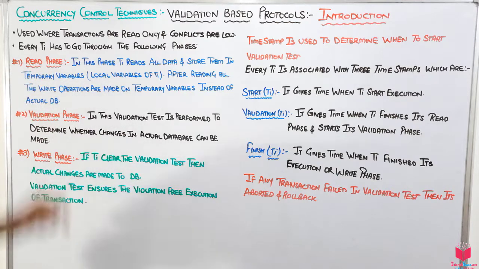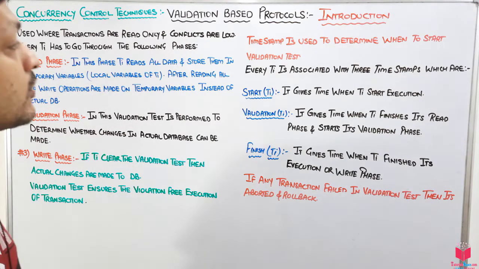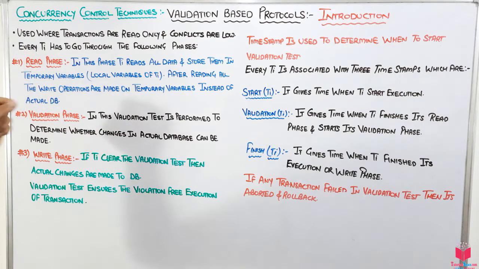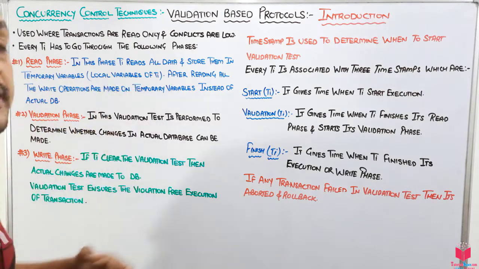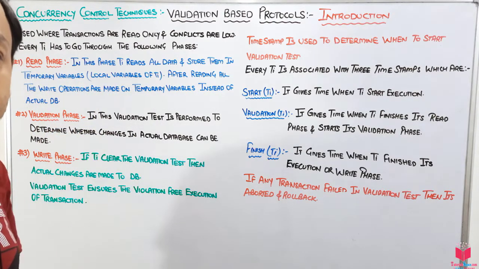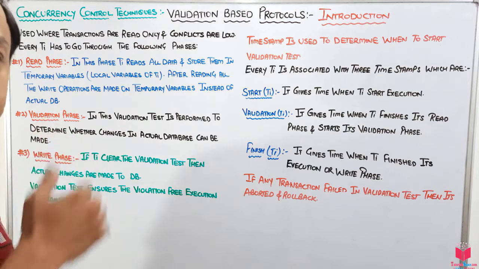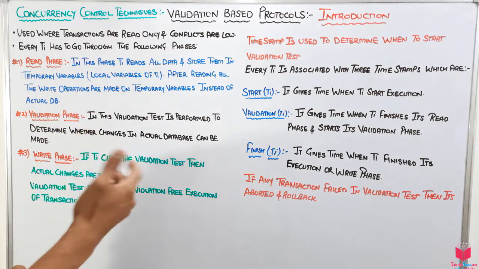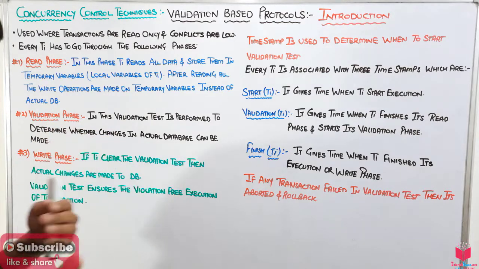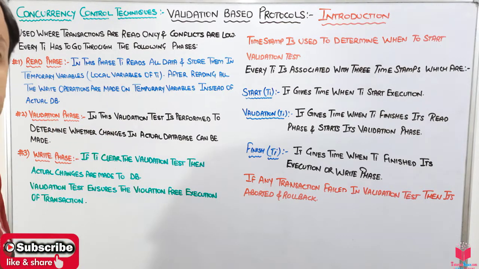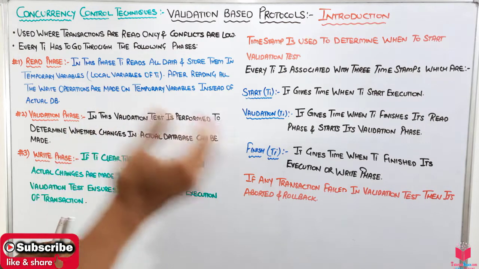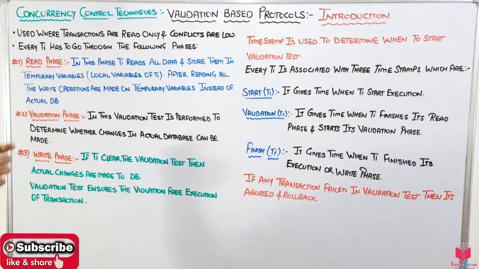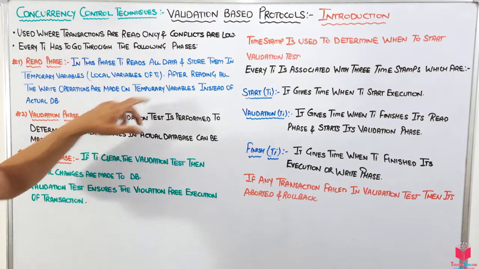The first phase is the read phase. In this phase Ti reads all data and stores them in a temporary variable, which is a local variable of Ti. When we start this read phase, all the instructions in the transaction are stored in the temporary variables of Ti. We will not store or operate exactly on the actual database, but we store all the instructions in a temporary variable.